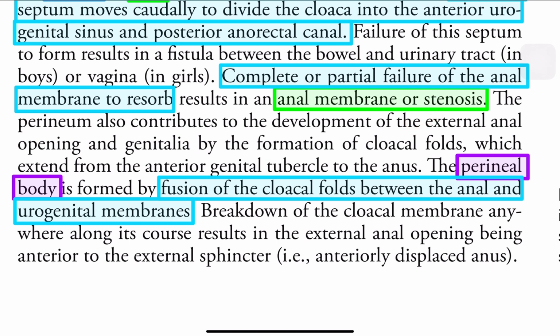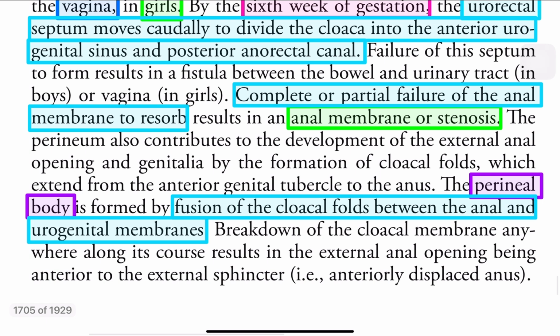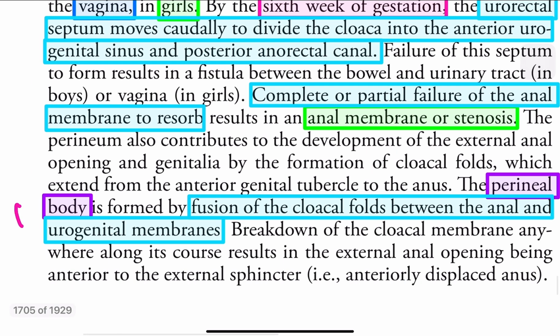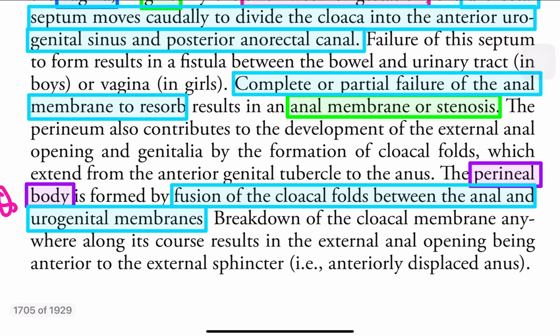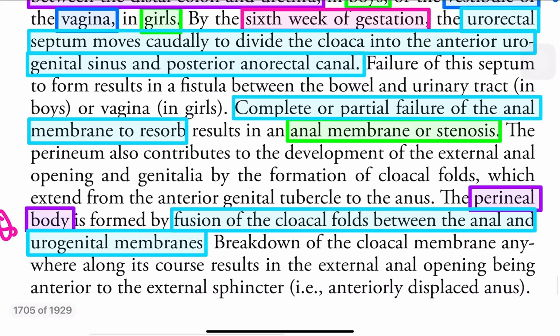So there is a perineal body. The perineal body is formed by the fusion of the cloacal fold between the anal and urogenital membrane. So remember, this is important. They will give you some other word. So perineal body is formed by the fusion of cloacal fold between the anal and urogenital membrane.